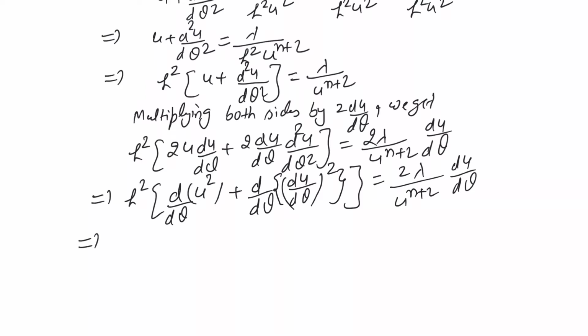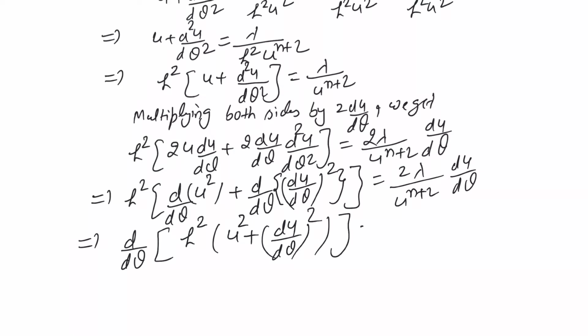This implies that d/dθ of h² is a constant quantity, so this will be h² (u² plus (du/dθ)²) is equal to 2 lambda u raised to the power n plus 2 du/dθ. Now integrating both sides with respect to theta.